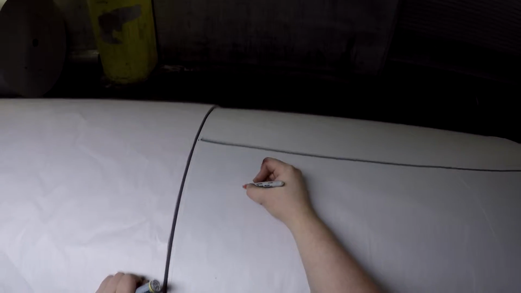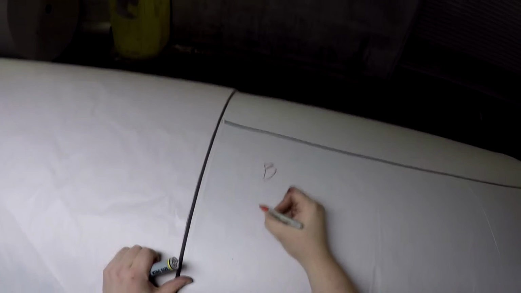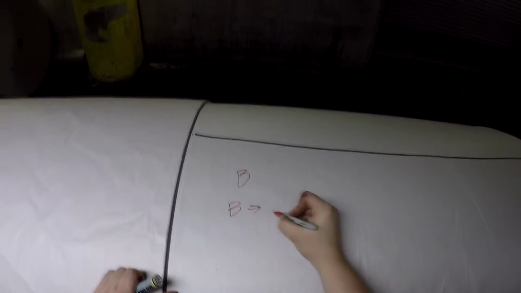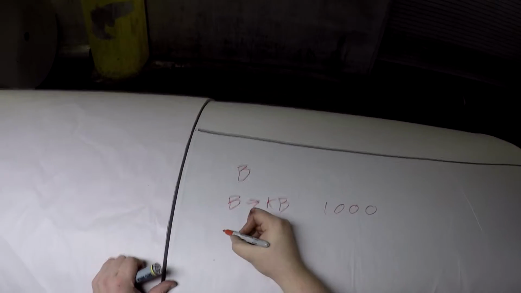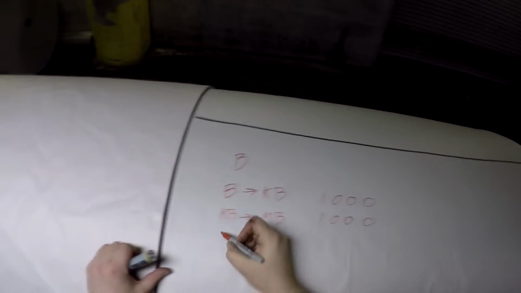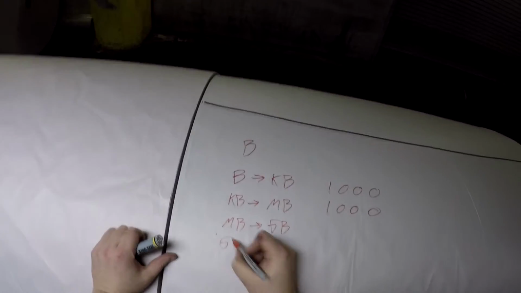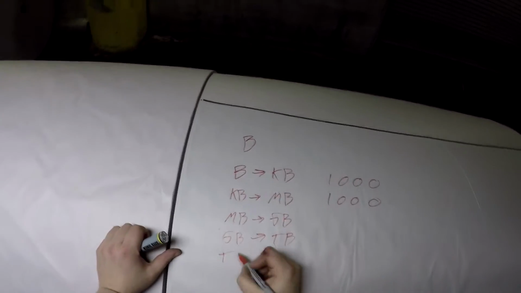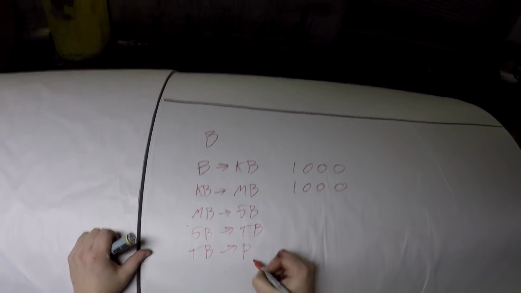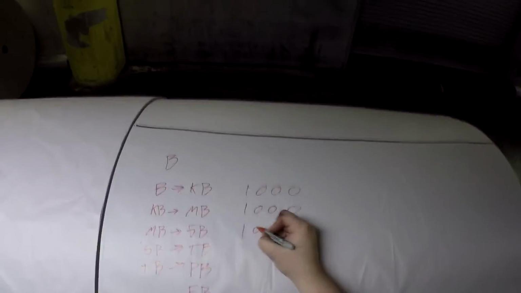So what they're going to look at is you start with a byte, and then you've got kilobytes, bytes to kilobytes, 1,000. Then you've got megabytes, 1,000. Megabytes to gigabytes, gigabytes to terabytes, terabytes to petabytes, and exabytes, as far as you want to go.